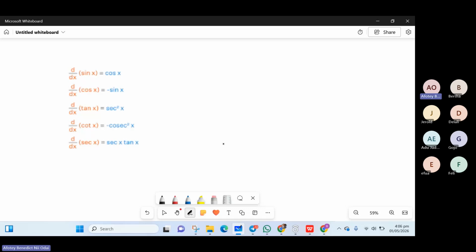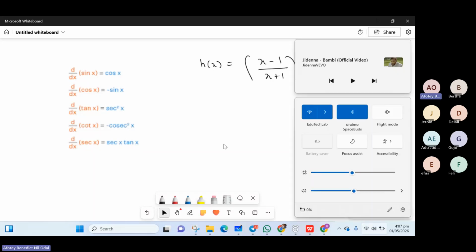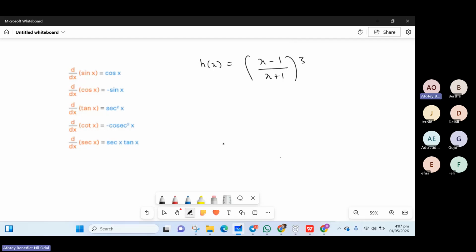We have h of x being equal to x minus 1 on x plus 1. So once again, I'll appreciate if a number of us can solve this along. If you can solve this along, that would be very nice.